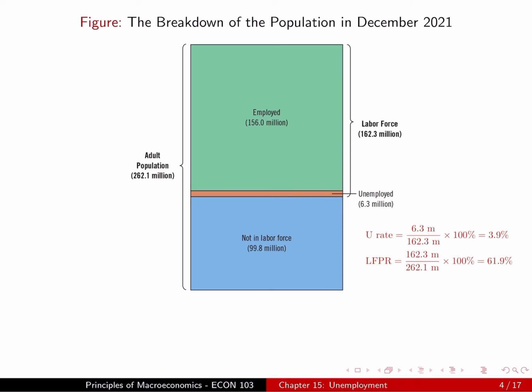Because the adult population was 262.1 million, the labor force participation rate can be calculated by taking labor force divided by adult population. That is 162.3 million divided by 262.1 million times 100% equals 61.9%.